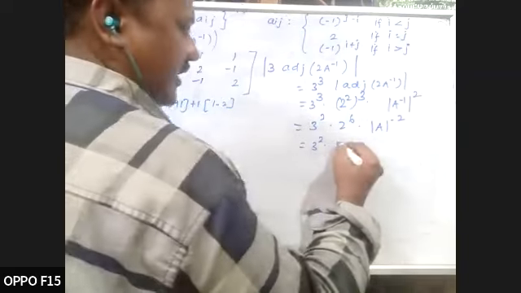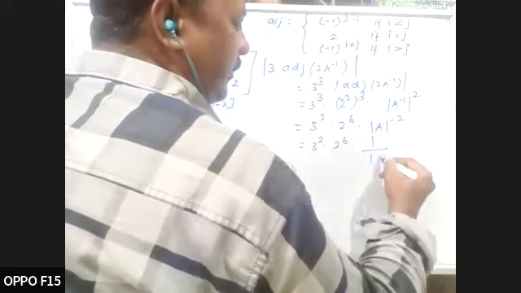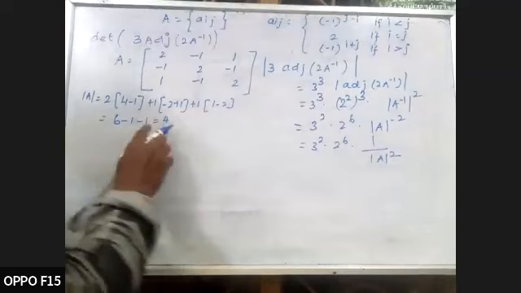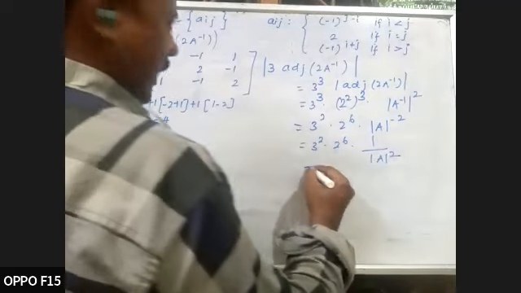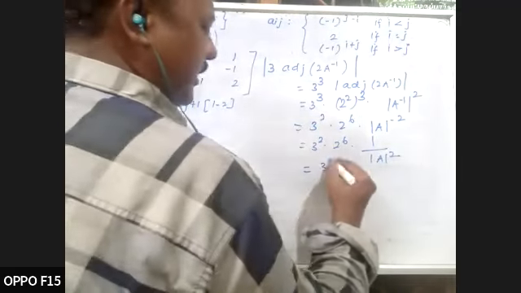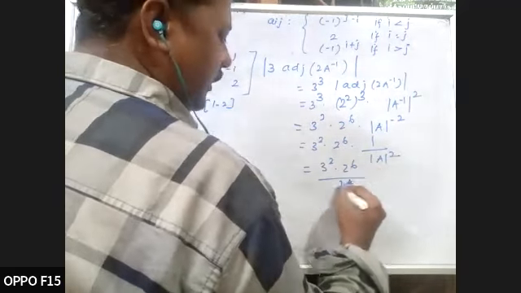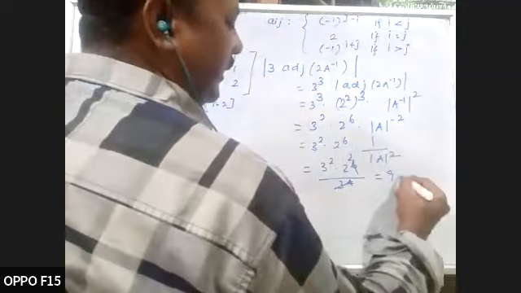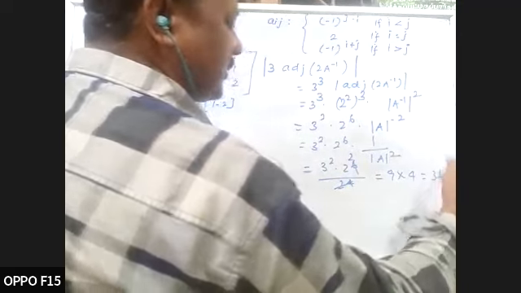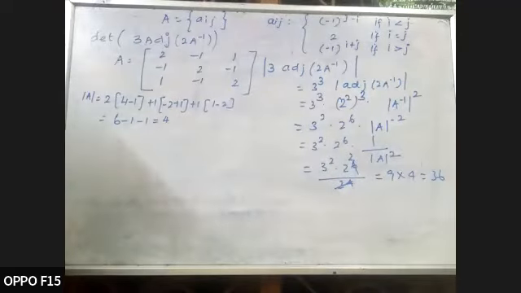We can write this as 3 square, 2 power 6, 1 by determinant of A square. The determinant of A value is 4. 4 square is 16. 3 power 2 into 2 power 6 over 16, which is 2 power 4. These two: 2 square, 3 square, 9, 9 into 4 which is equal to 36. That is the answer. Take note.